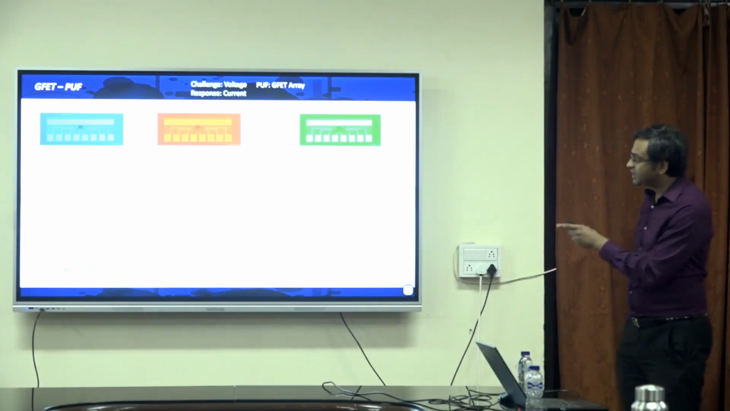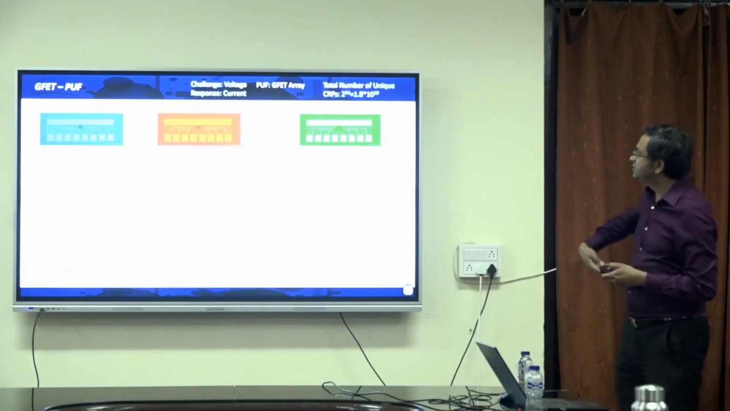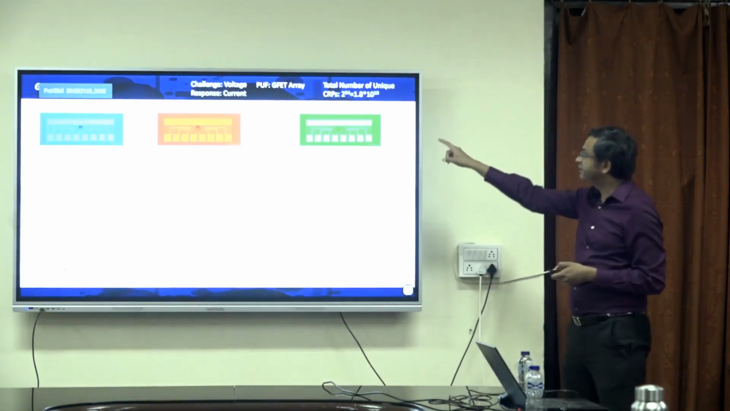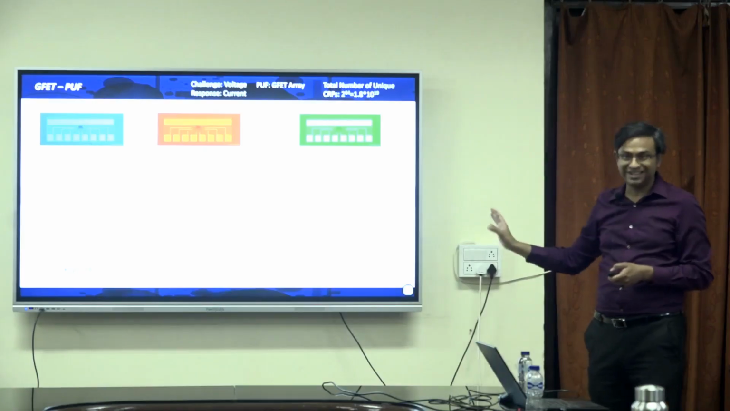Okay, so now this is fine. We have generated the keys. Now they have to satisfy certain criteria, okay? And you see, the total number of challenge response pairs that we can generate is 2 to the power 64, which is 1.8 times 10 to the power 19.